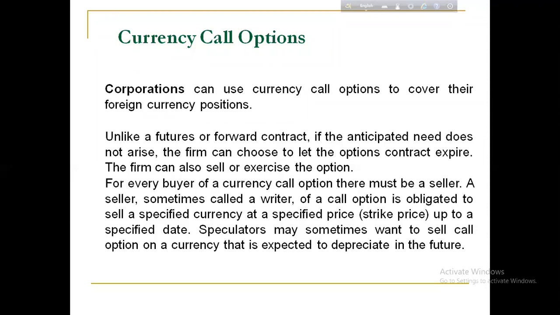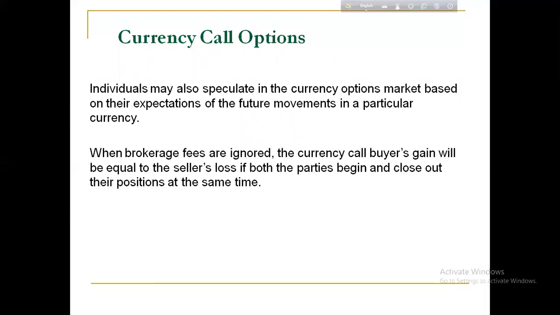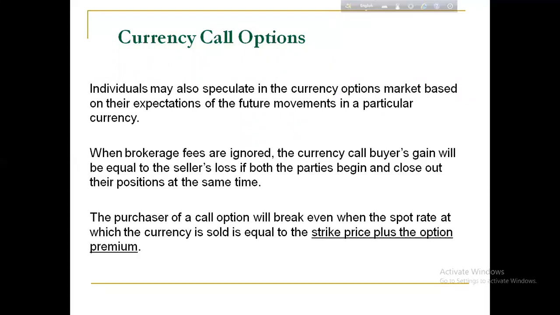For every buyer of a currency call option, there must be a seller. A seller, sometimes called a writer of a call option, is obligated to sell a specified currency at a specified price up to a specified date. So speculators may sometimes want to sell call options in a currency that is expected to depreciate in the future. Individuals may also speculate in the currency options market based on their expectations of the future movements in a particular currency, that means for dollar, yen, rupee.